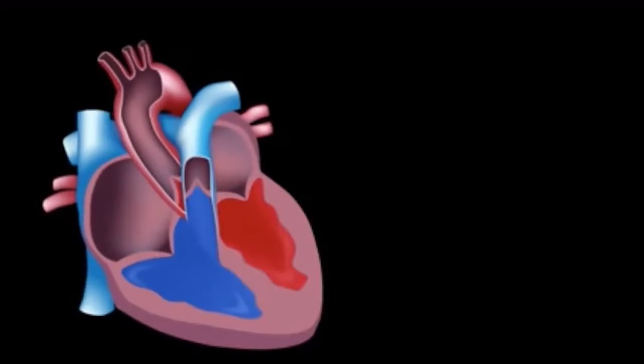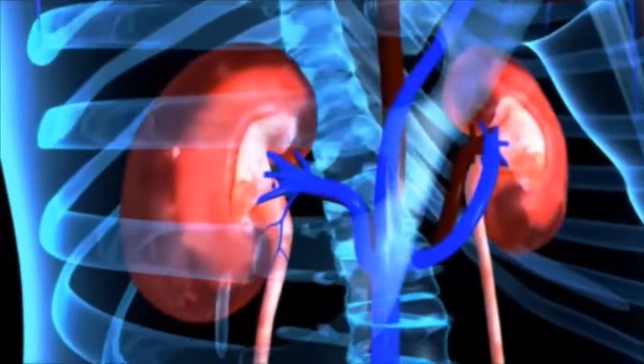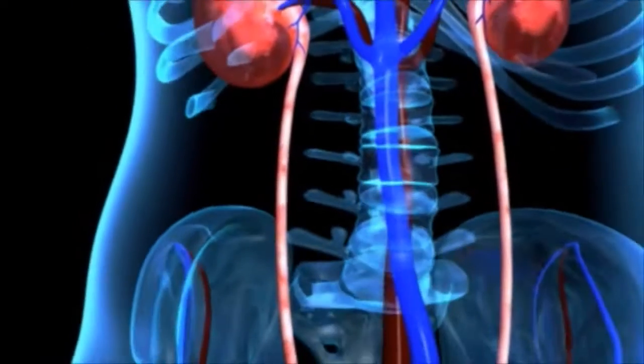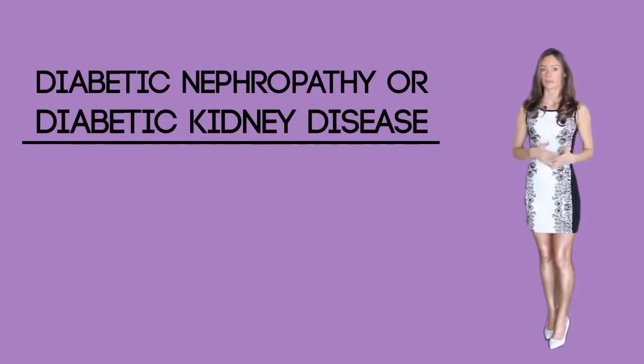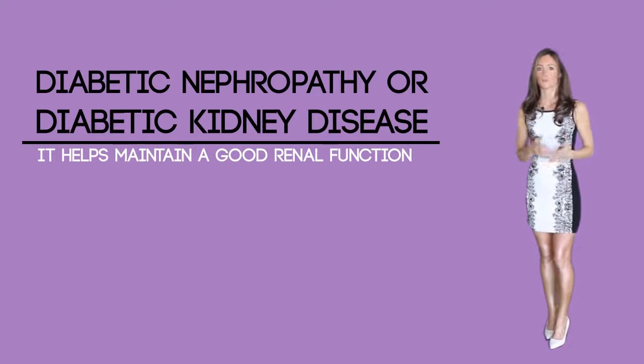It is also helpful in chronic kidney disease. The drug slows down the development of the renal disease. It is also helpful in diabetic nephropathy or diabetic kidney disease. It helps maintain good renal function.